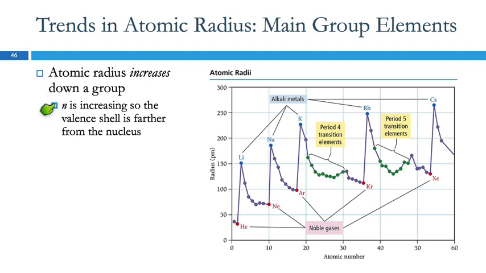Quantum mechanically, the n is increasing. We talked about valence electrons, and the principal energy level where those valence electrons are is getting bigger as we go down here. So this has its valence electrons in the second level, third, fourth, fifth, and sixth. And so the sixth level is further out, and that would also make the atom larger.